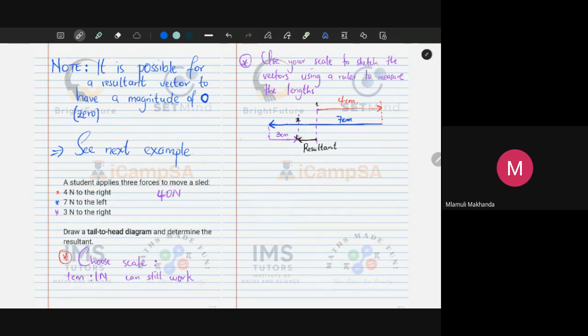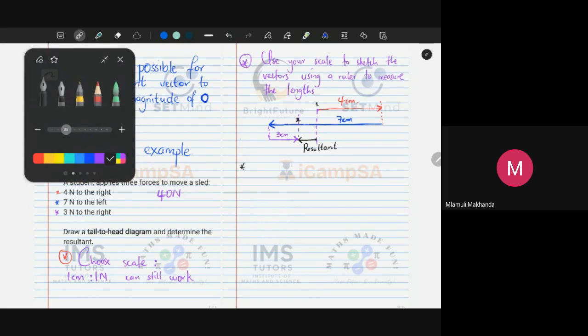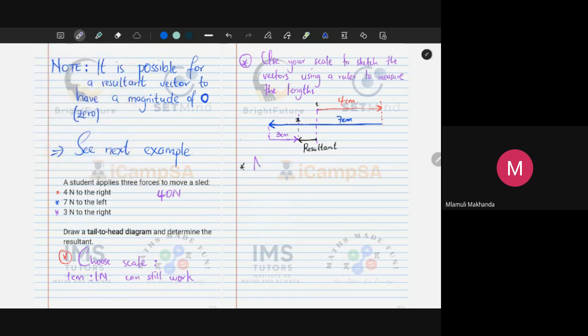Right. Let's do this. Yeah, better. That's your resultant. Now what you do, last step, you measure the resultant. That's your last step. The resultant. Good. Let's do that. So the resultant, you measure it using the ruler, with your ruler.